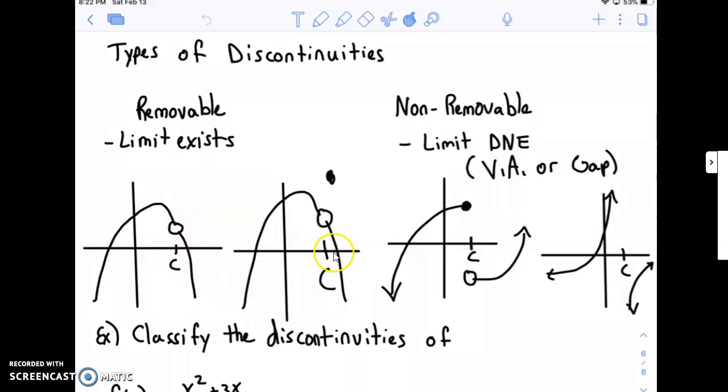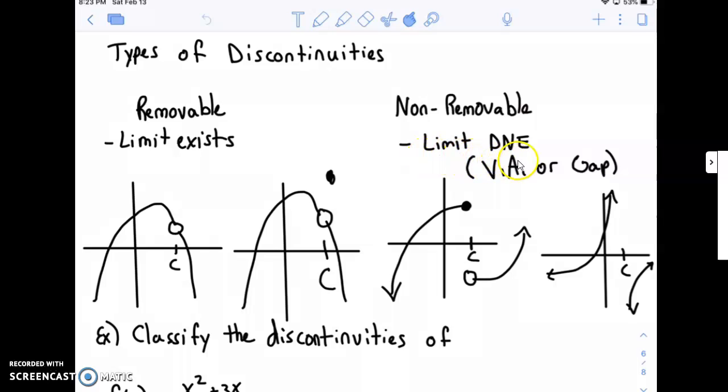And the other possibility with a removable one is where the function value and the limit value are different. Okay, they look different than each other. So I could make it continuous just by changing that function value over. And those are called removable discontinuities. And again, it's illustrated by the idea that there is actually a limit. Okay. And then we have our non-removable discontinuities.